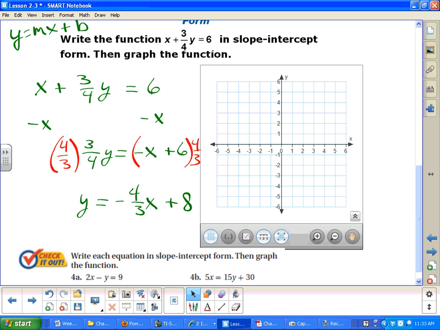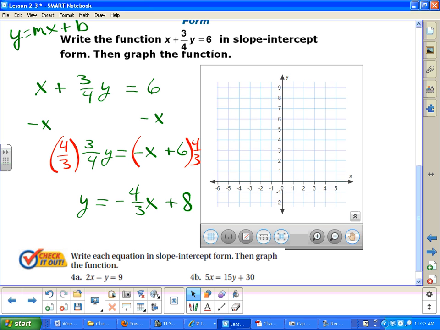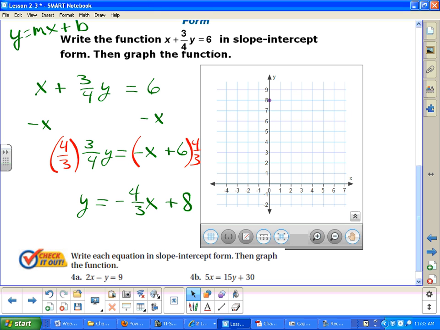Okay, so when we graph this, we have a y-intercept of 8. So we'll put a dot on the 8 on the y-axis. Now our slope is negative 4/3. And once again, if you have a negative slope, that means we're going to go down, not up, and then to the right. So we go down 4, from 8 to 4, and over 3. So we have the point 3, 4 is where our other point would be. Draw our line, and make sure we have our arrows.